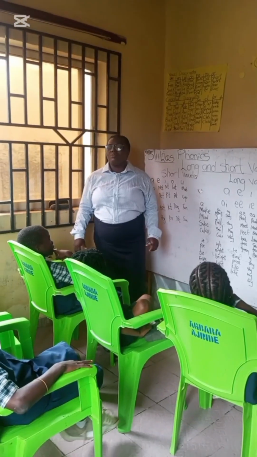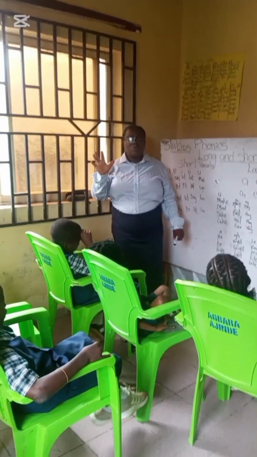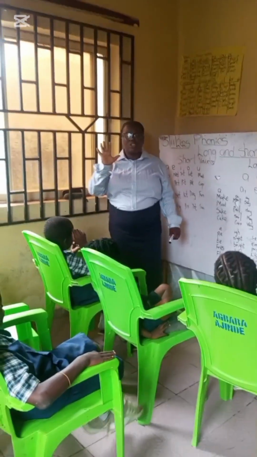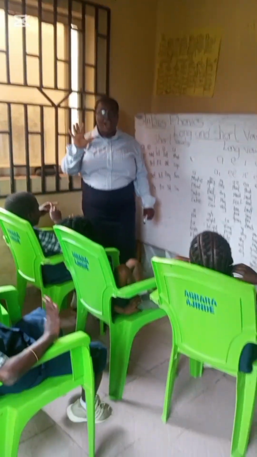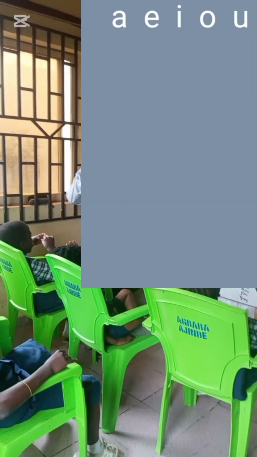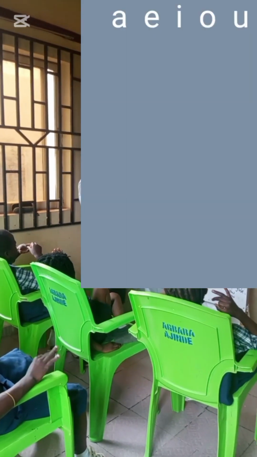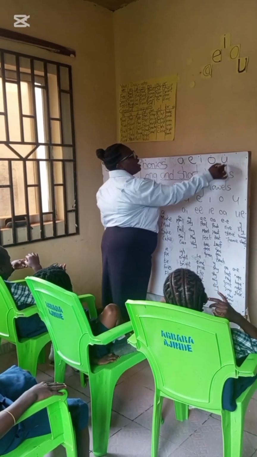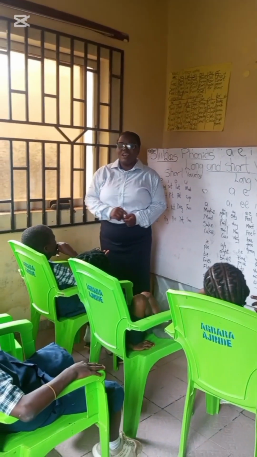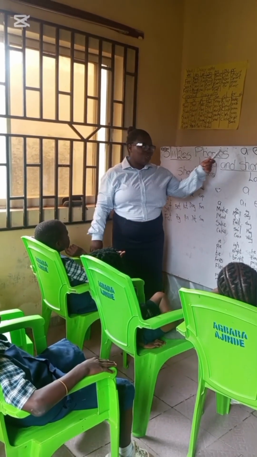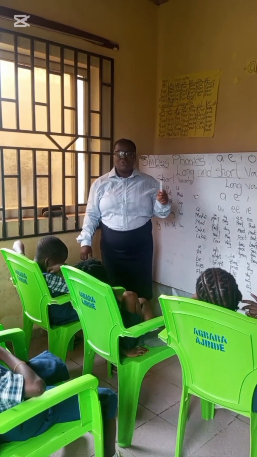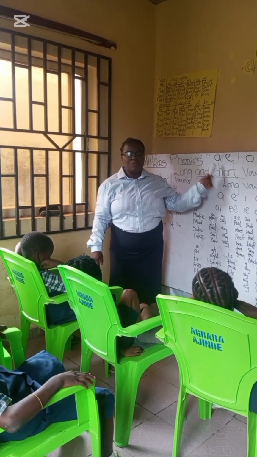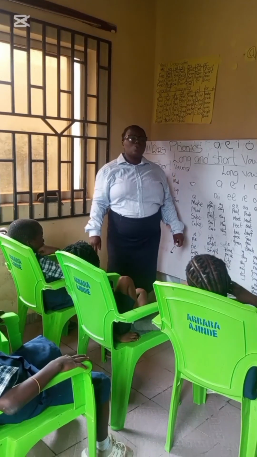How many vowels do we have? We have five vowels. What are they? A, E, I, O, U. They are very few and very interesting. There is so much you need to learn about your vowels.